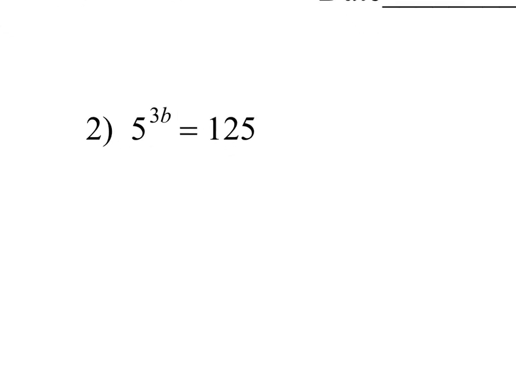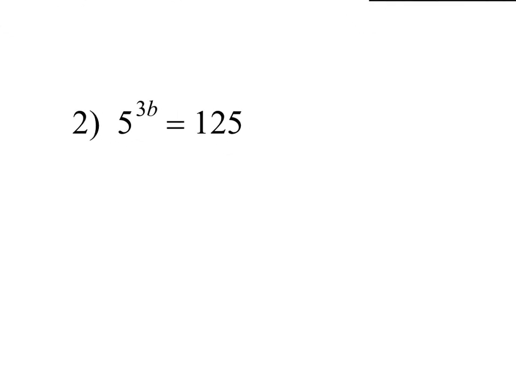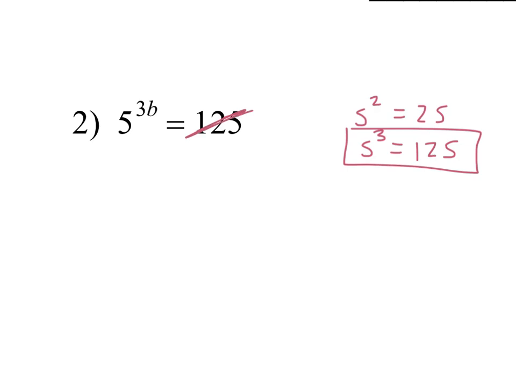Number 2, here we actually have to find our common base, so we need to change 25 to have a base of 5. So what we can do is say that 5 squared is 25, 5 cubed is 125. So perfect, this is what we're looking for, so we're going to change this 125 to 5 cubed. So 5 cubed is equal to 5 to the power of 3 times b.